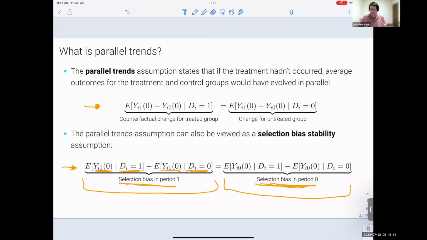There can be some factors that are related to untreated potential outcomes and influence the treatment, but they have to have the same effects on the outcome, or to be more precise, on the Y0, the untreated potential outcome, in the period before treatment as they do in the period after. So this is what we often call a selection bias stability assumption. It says there can be some selection bias, so it's more flexible than randomization, but that selection bias has to be stable over time.